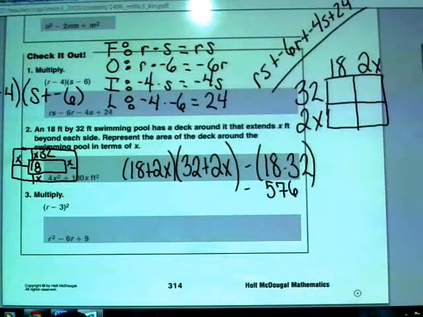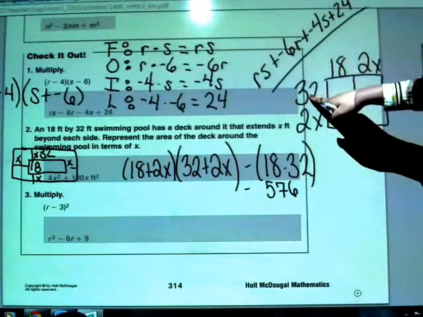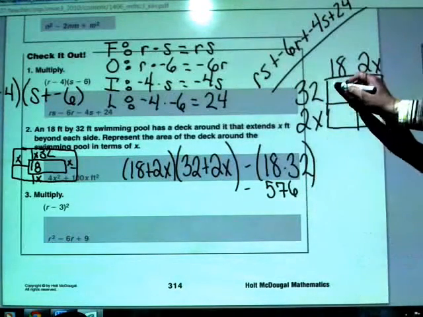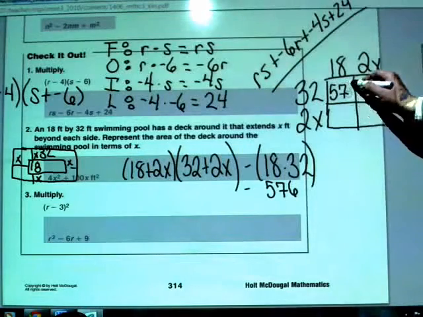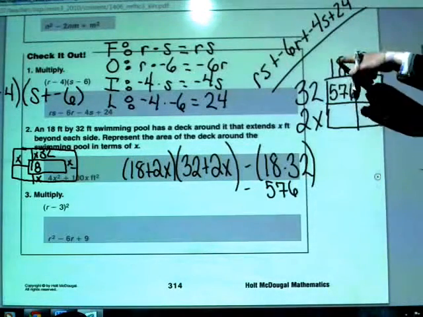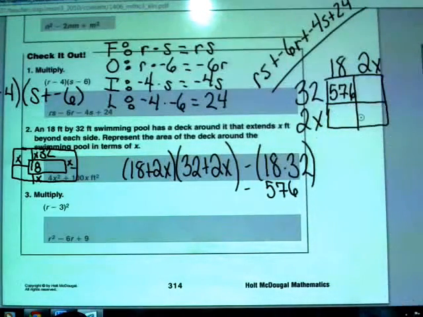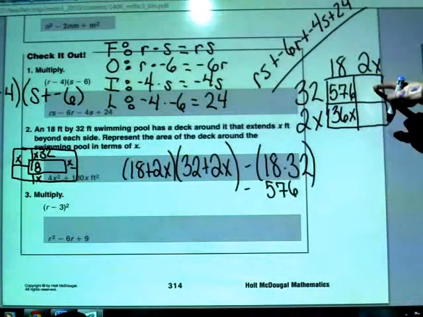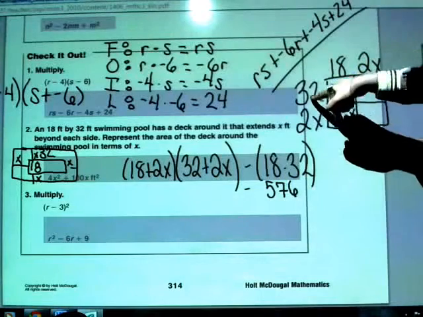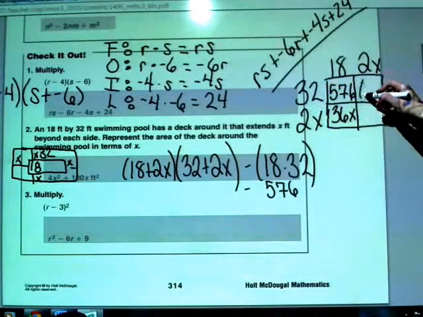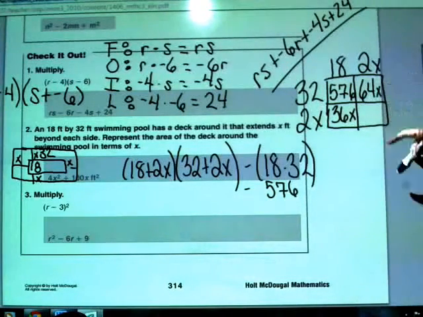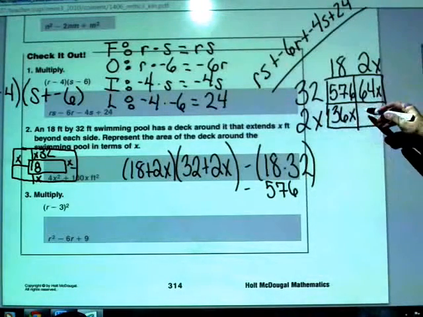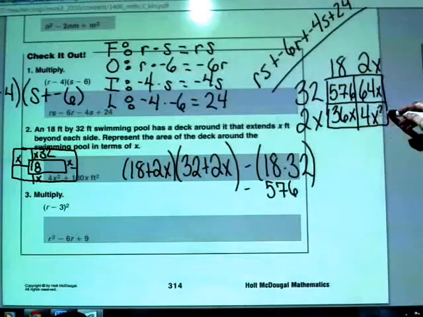So top left box has 18 above it and 32 to the left of it. Well, as you know, because we've already done 18 times 32 over here, that's 576. This box here has 18 above it and 2x to the left of it. That's going to give me 36 x's. This box here has 2x above it and 32 to the left of it. That's going to give me 64 x's. And this box here has 2x above it and 2x to the left of it. That's going to give me 4x squared.